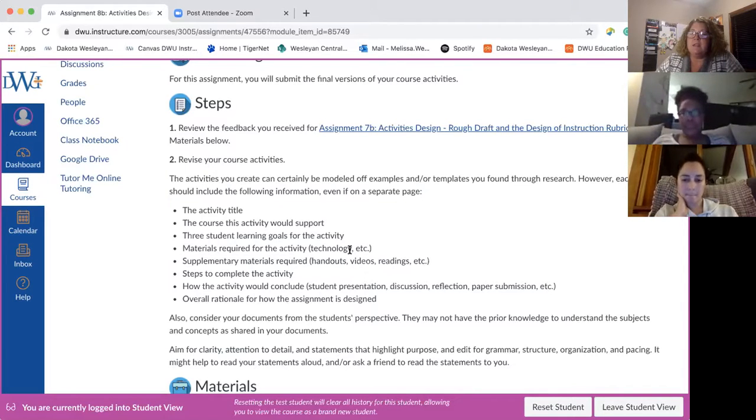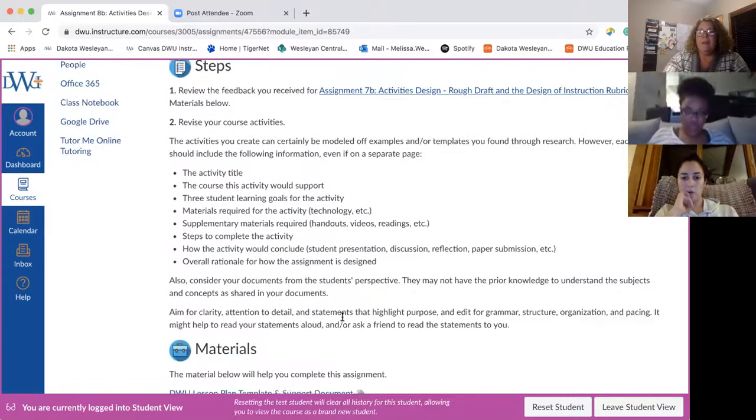And then the steps to complete the activity. We'll talk about that in a minute when we look over the lesson plan a little bit. We always try to do a little bit of direct instruction where you're modeling for your student, and then indirect where they're actually doing the activity on their own. Okay. And then how you would conclude it.